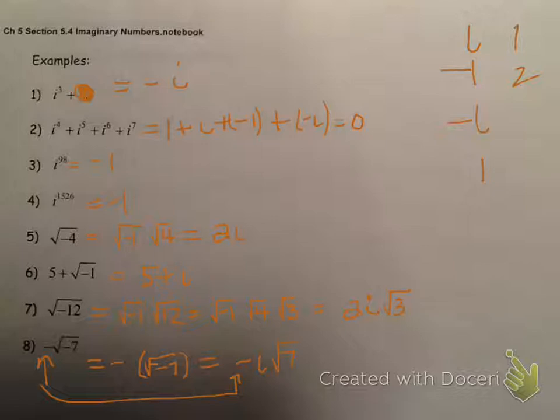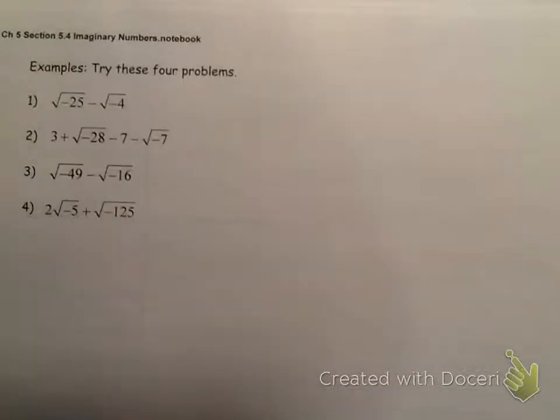So very simple. You just have to remember the pattern i, -1, -i, 1, and the 2 in the middle are negative. So pause the video, try the 4 problems listed there, and then we'll talk about graphing them, and we'll be done.